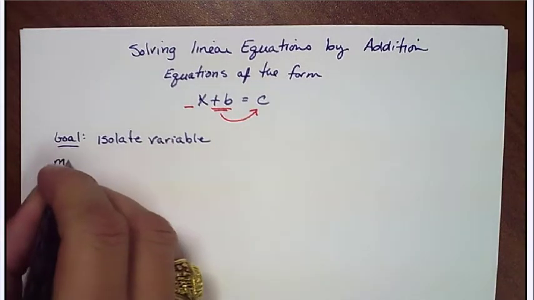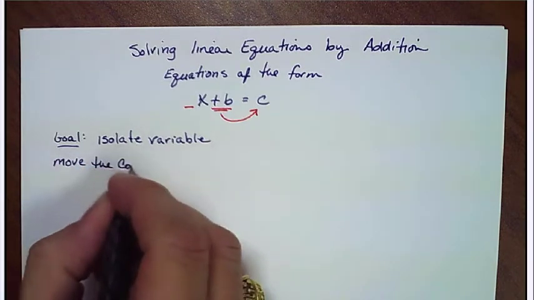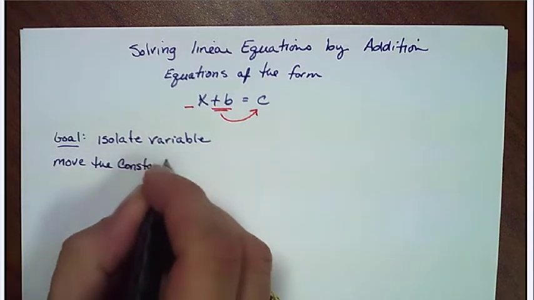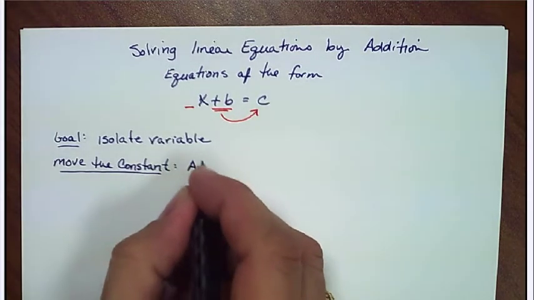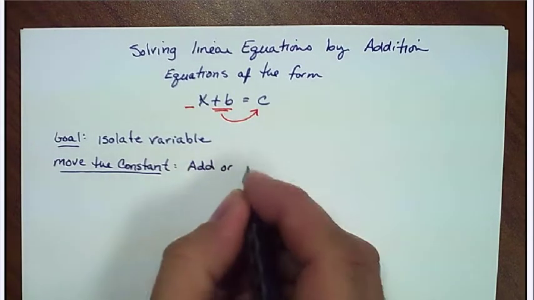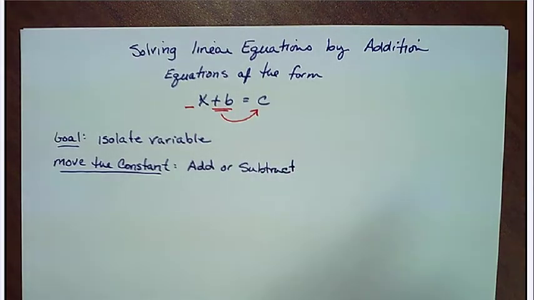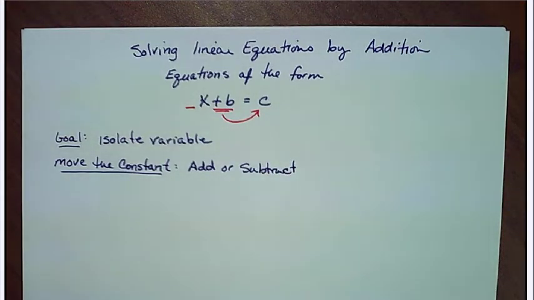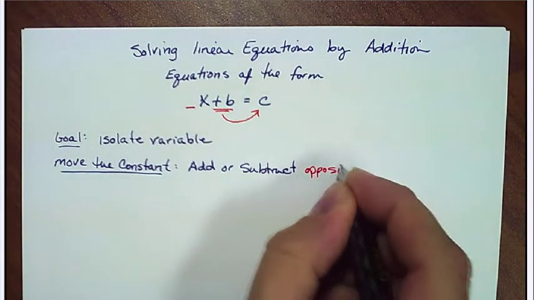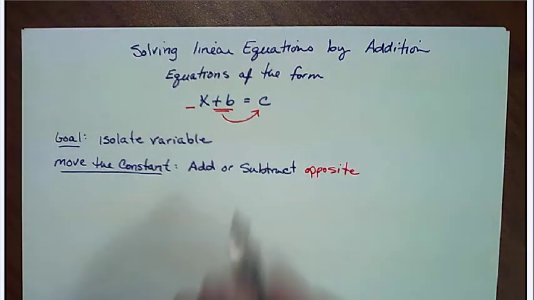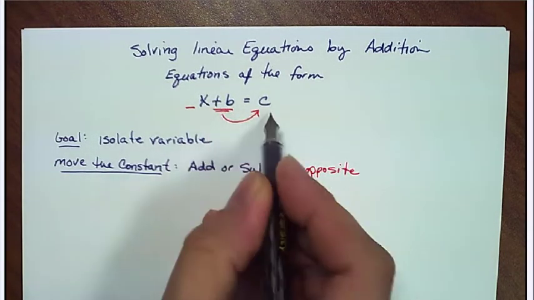So in order to move the constant, what we need to do is add or subtract. And this is the important part. We need to add or subtract whichever is the opposite. Okay? So basically what that means is if I have a positive, I need to subtract. If I have a negative, I need to add.